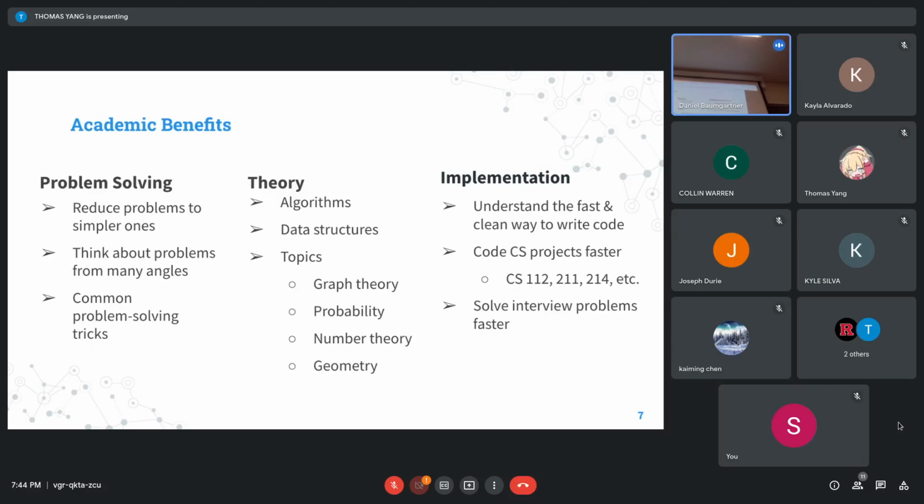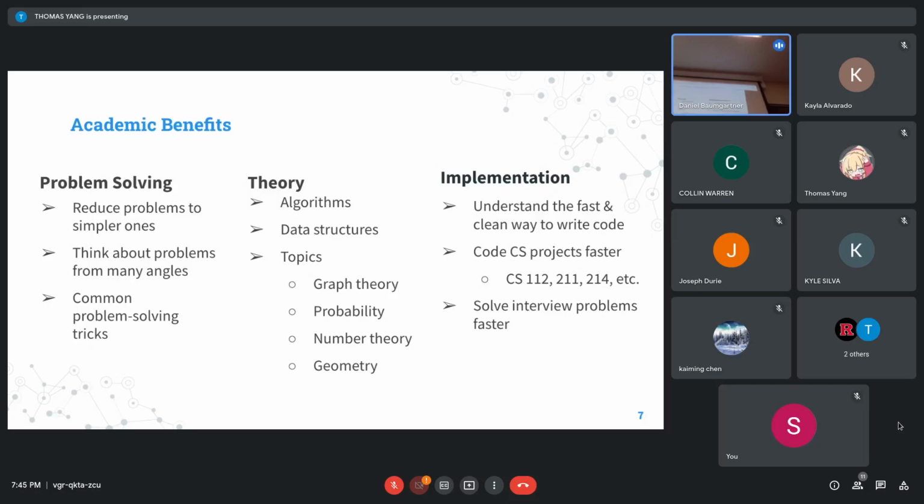And for implementation, we teach you how to implement clean and fast code because in competitive programming, speed is everything. So you get into the habit of writing fast and concise code. Personally, it's helped me code 112, 211, 214, all that a lot faster. Even if the topics don't correlate exactly with competitive programming, just having programmed a lot, having implemented algorithms a lot, it's just training that muscle.